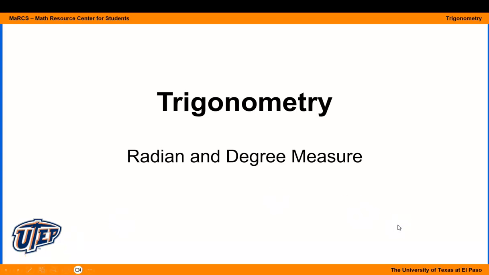Hello, in this lesson we're going to introduce one of the most important ideas in trigonometry, how we measure angles. Most of you are already familiar with degrees, but mathematicians often use another system called radians. Understanding radians will be extremely important as we move into the unit circle, trigonometric functions, and eventually calculus.